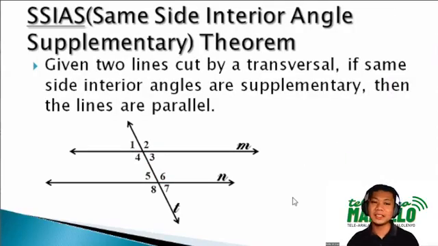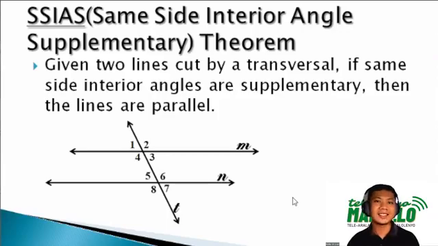Next, third one is the same side interior angle supplementary theorem, or the SSIAS theorem. This theorem, given two lines cut by transversal, if same side interior angles are supplementary, then the lines are parallel. Please take note, if we are using same side interior angles, by this time we will be using angle 4, 3, 5, or 6. Okay? We can use angle 4, 3, 5, or 6. Those are the interior angles.